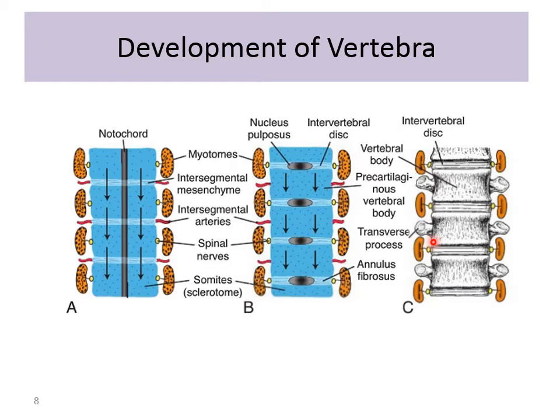Although the notochord regresses entirely in the region of the vertebral bodies, it persists and enlarges in the region of the intervertebral disc to form the nucleus pulposus, and it's surrounded by, as we said, the annulus fibrosus, circular fibers. Combined, these two structures, the nucleus pulposus and the annulus fibrosus, form the intervertebral disc.